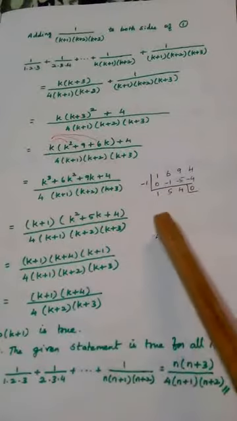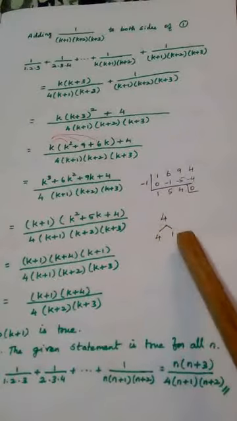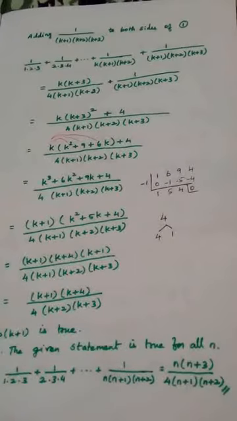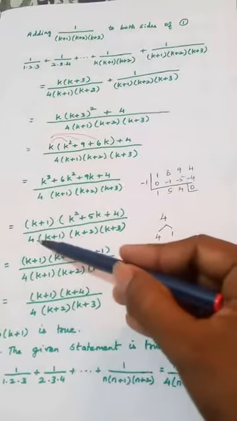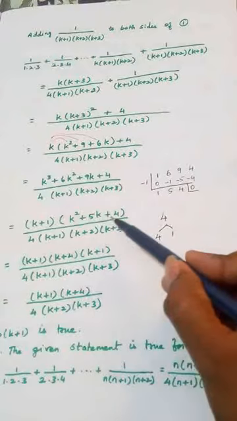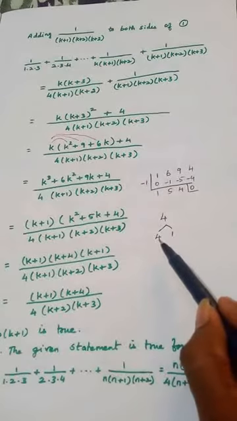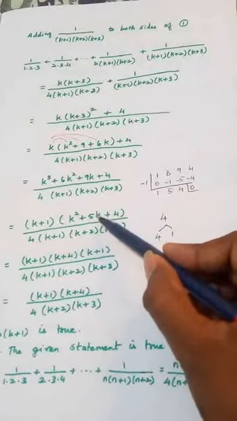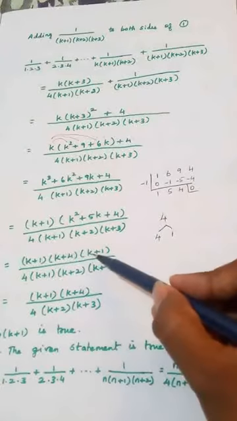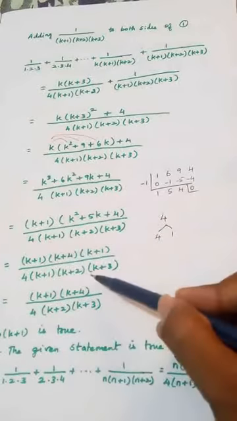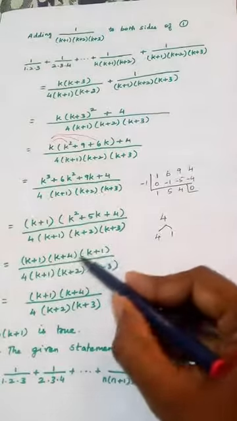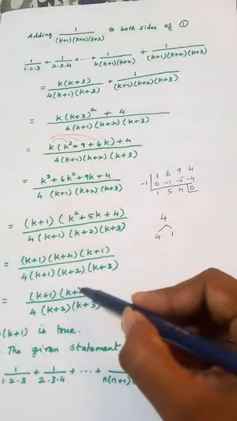Splitting 4 as 4 into 1, because 4 plus 1 gives this 5. Since we are getting 5 here, I can say that this k square plus 5k plus 4 is written as k plus 4 into k plus 1. That is what is written here. By factorizing this, we are writing these two terms, denominator as it is. Now I can cancel one k plus 1, right? So the balance is k plus 1, k plus 4.